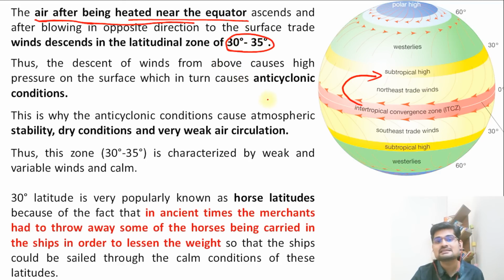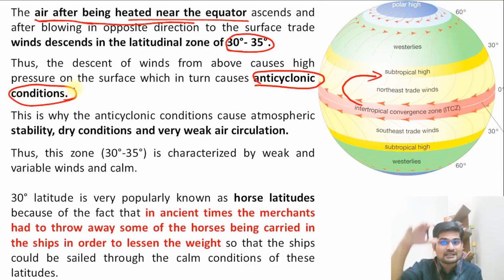So this kind of subsidence is known as anticyclonic circulation or condition. So wind subsides down and creates a pressure system. That is why it is high pressure. It punches down, it pushes down. So this is an anticyclonic circulation.